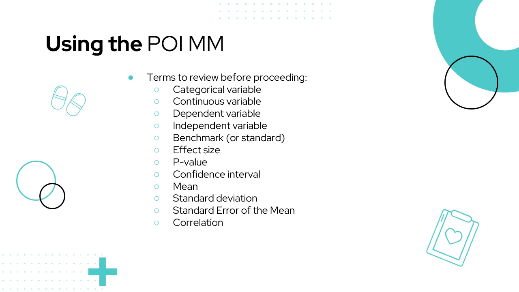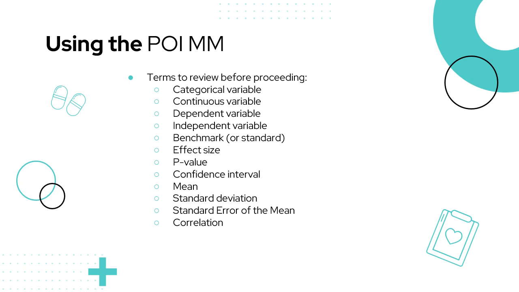We then have standard deviation. So standard deviation is just the measure of the spread of the data around the mean value in data that's normally distributed. So think about that bell curve, right? In that bell curve, right in the middle, we have the mean, and then we'll have standard deviations separating kind of the ranges of normal dispersion away from the mean.